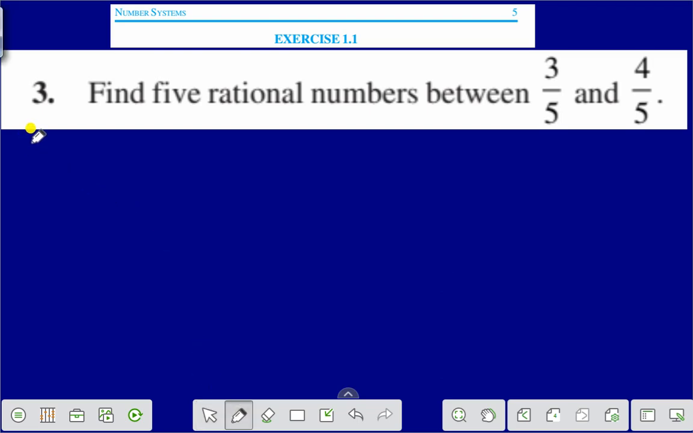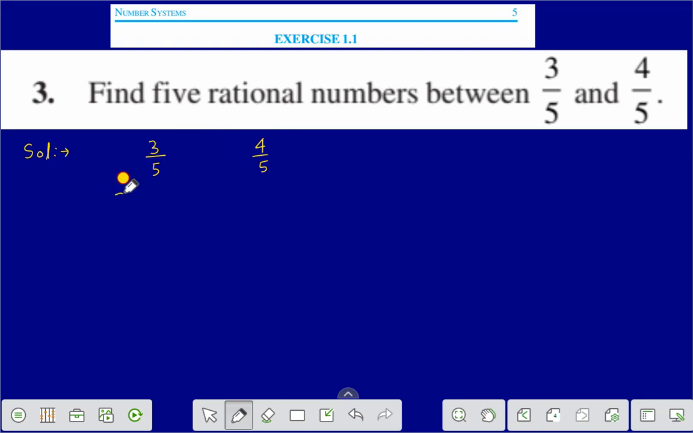Here you see, you have two rational numbers. One is 3 by 5 and another one is 4 by 5. Now here you see, both the denominators are the same and the numerators are 3 and 4. We cannot write 5 rational numbers between 3 and 4. There is no number between 3 and 4.